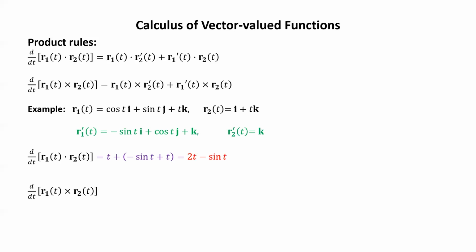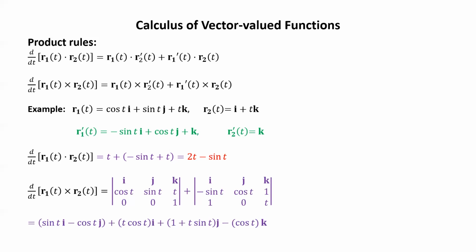Okay, let's do the derivative of the cross product. So first we're going to do r1 of t cross r2 prime of t. So r1 of t consists of components cosine t, sine t, and t. And r2 prime of t consists of components 0, 0, and 1. And then we're going to add r1 prime of t cross r2 of t. r1 prime of t consists of components negative sine t, cosine t, and 1. And r2 of t consists of components 1, 0, and t.